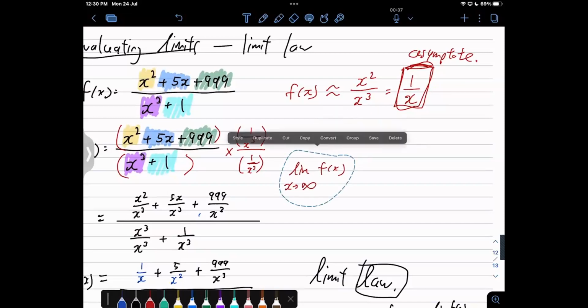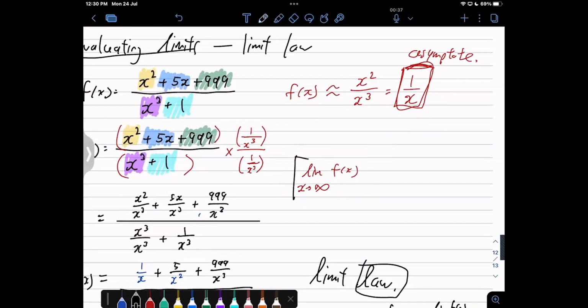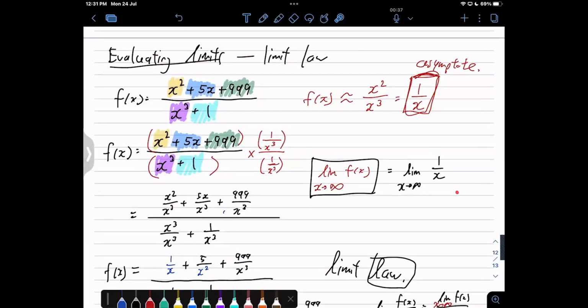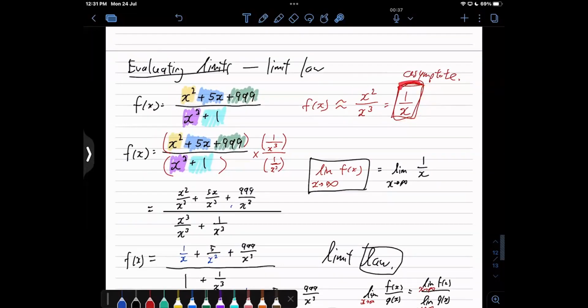The limit of f(x) as x approaches infinity will be equivalent to the limit of the asymptote 1 over x as x approaches infinity. How should I put this? This idea of approximating it with x squared over x cubed gives you the asymptote. You're just thinking of it like this.